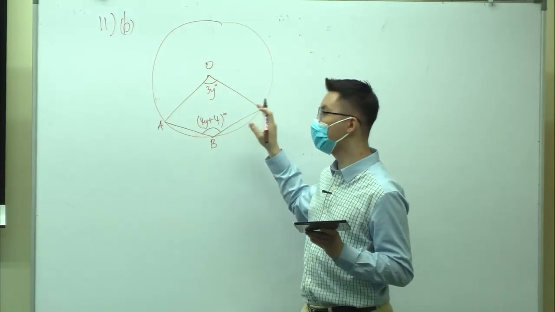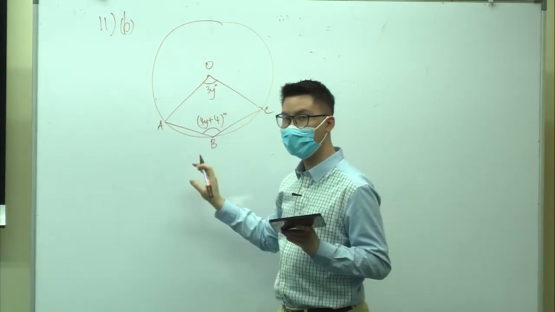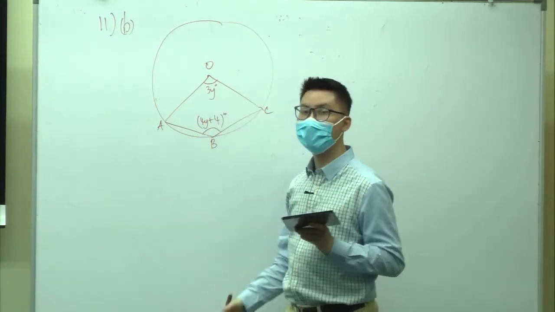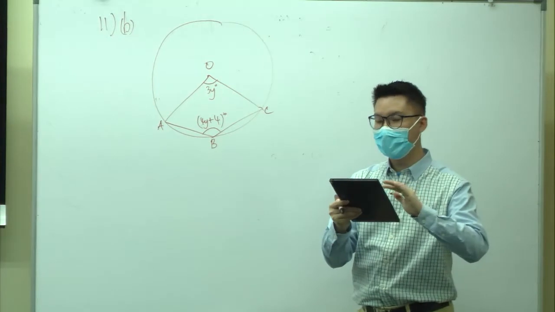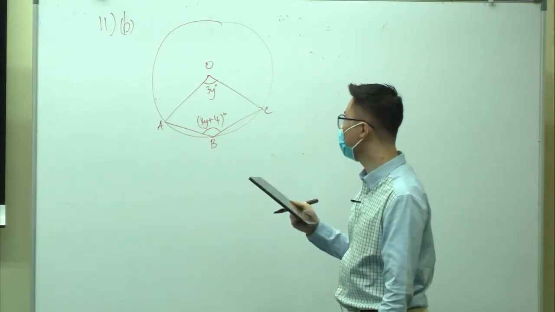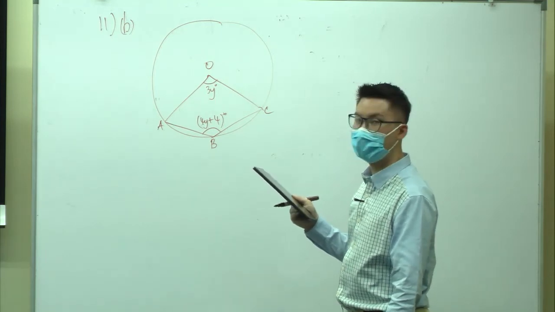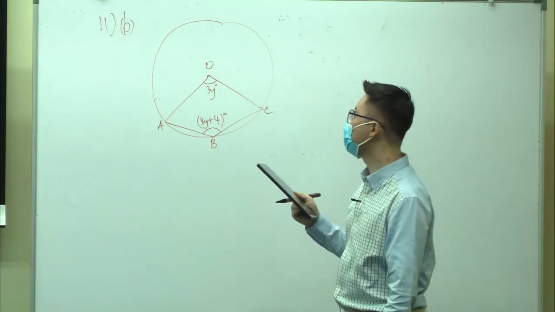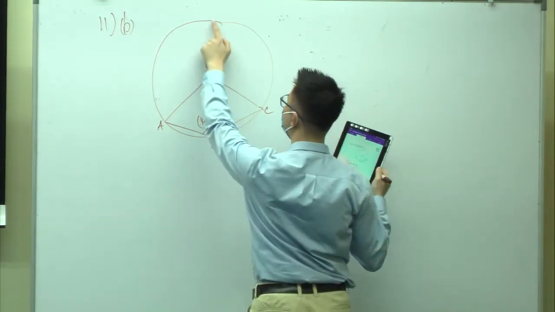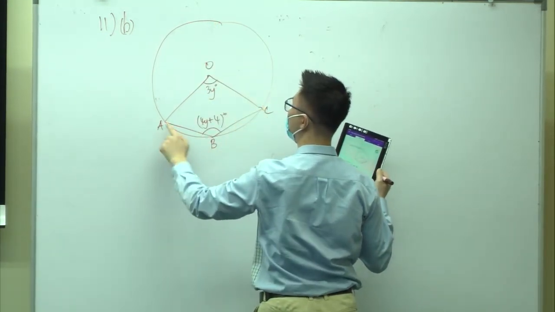There's a quadrilateral inscribed in a circle. This is what we call a cyclic quadrilateral. So we need to apply some theorem of this cyclic quadrilateral. Which theorem should we use? We should use the angle at the center is twice the angle at the circumference with the same arc.